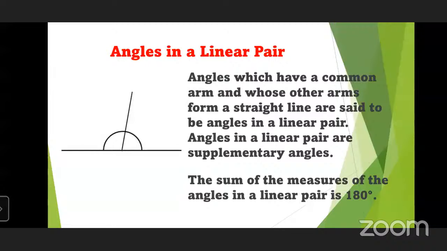Now, angles in a linear pair. Angles which have a common arm and whose other arms form a straight line are said to be angles in a linear pair. Angles in a linear pair are supplementary angles. Supplementary angles are also called angles in a linear pair because the sum of the measurements of angles in a linear pair is 180 degrees.